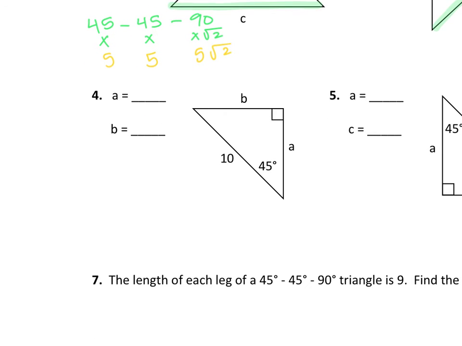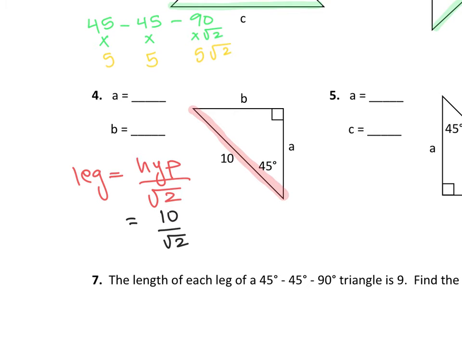If the hypotenuse is equal to leg times root 2, then the leg is equal to hypotenuse divided by root 2. So that's the opposite operation. In this case, the hypotenuse is given to be 10. So again, it's not as easy to use the pattern, so it's better to think about the equation. The leg is equal to the hypotenuse divided by root 2. The hypotenuse in this case is 10. 10 divided by root 2 is going to be the answer.